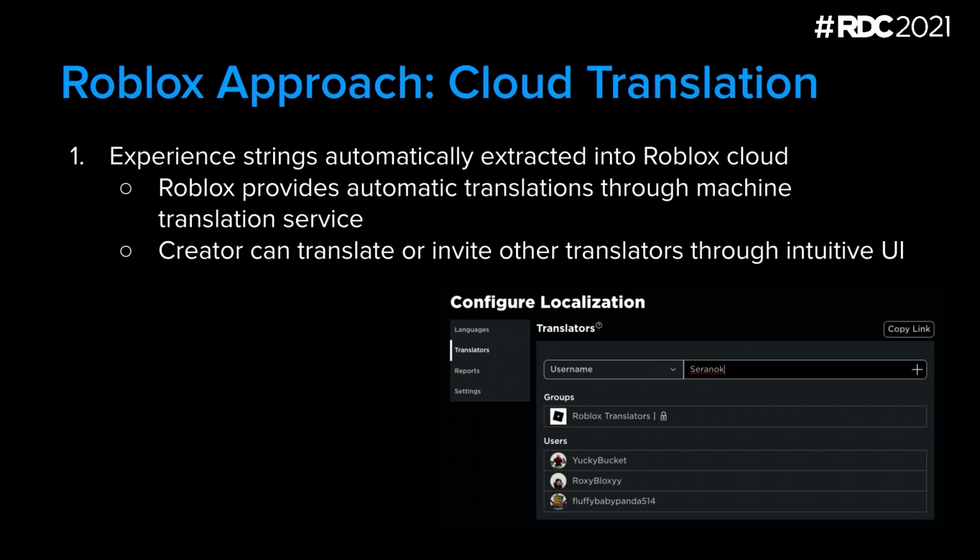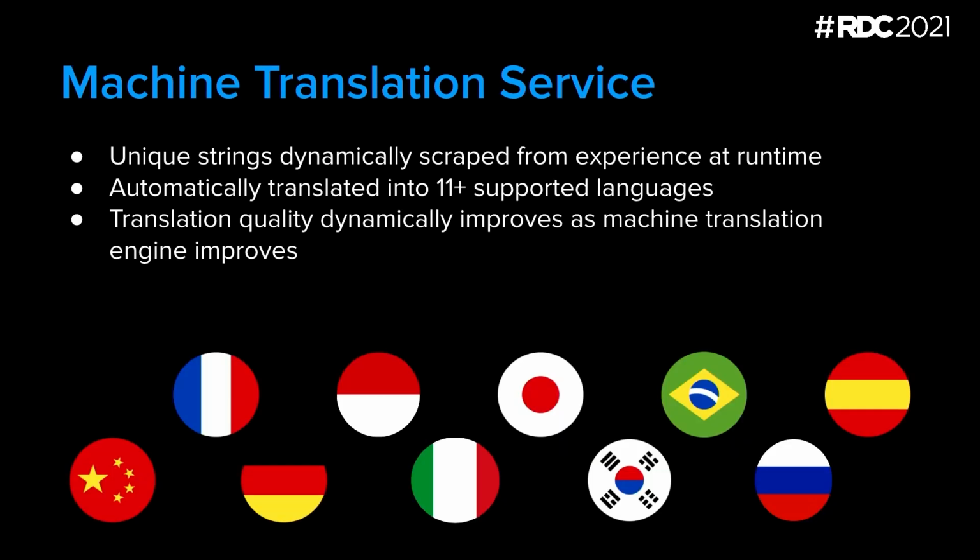We have developers who do both, actually, where they use automatic translations as the default, and then they override in certain languages where it makes sense. So this is really crucial. We have a screenshot here showing what that looks like. If you go to our developer portal, you can see how to add collaborators. It's very simple. You can add individual users. You can add groups.